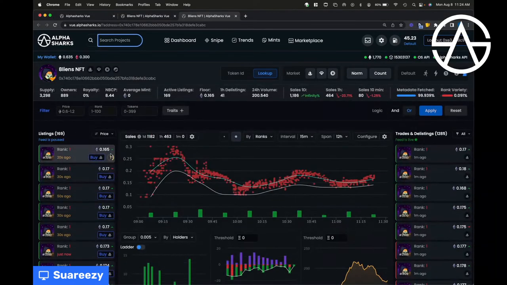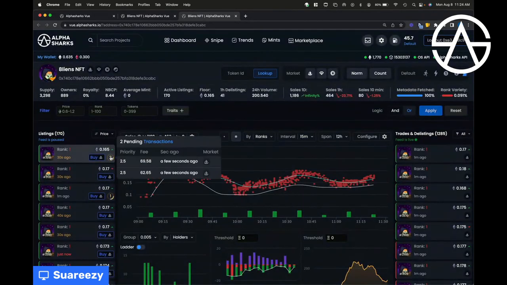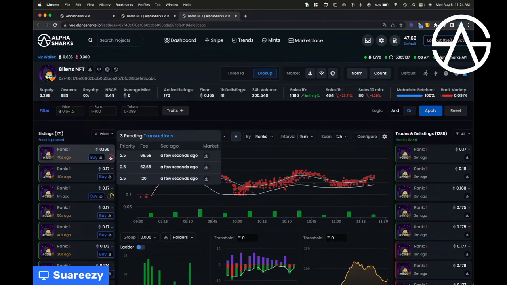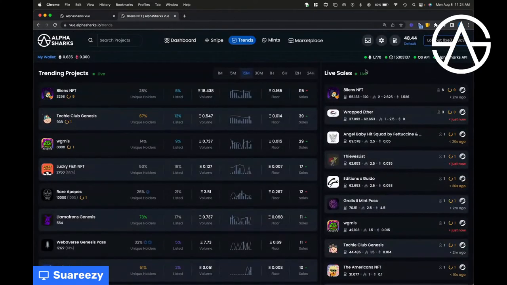If you go into the actual transaction, you can see what people are using. Their priority is 2.5 and their gas fee is 69.58. You can see other people are trying to outgas them right here as well. So that's fully dependent on the project itself.